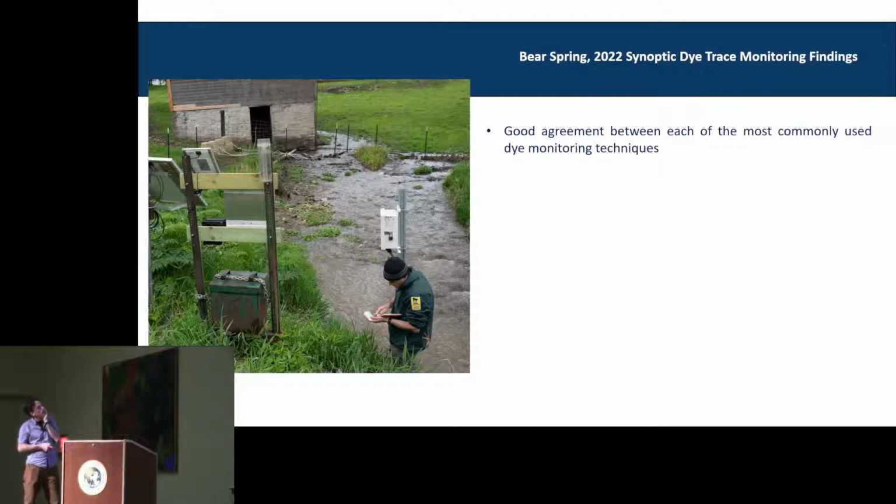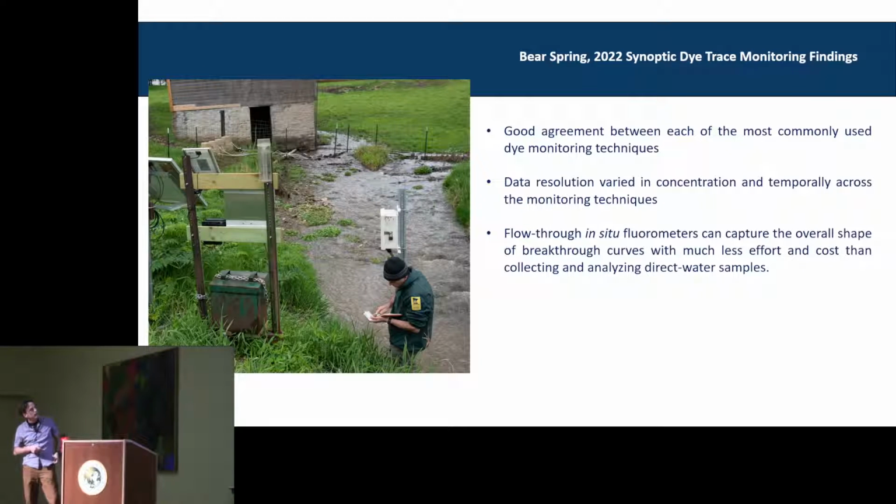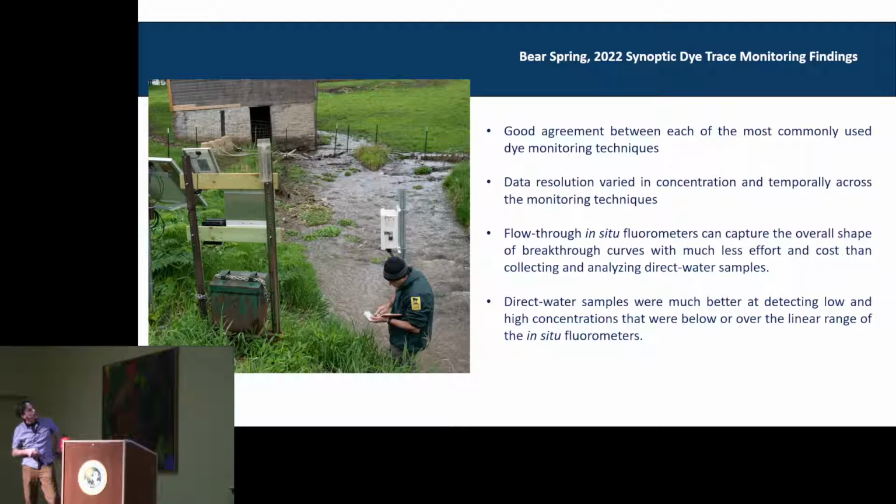In summary, we found really good agreement between each of these most commonly used techniques. I will step back a little bit. There's lots of great references. I found multiple, and since we started this work, people have shared others with me. But I couldn't find any references where all these approaches were compared for the exact same trace. So the summary is that we found really good agreement, that the data resolution varied in concentration and temporally, but it was quite good, that the flow-through in situ fluorometers capture the overall shape and breakthrough very well, and that direct water samples were better at the lower end and the higher end.